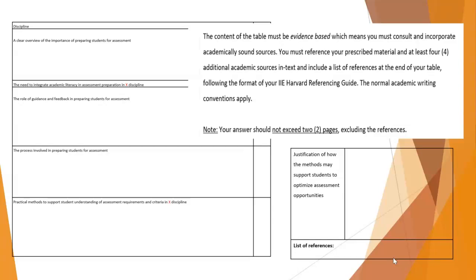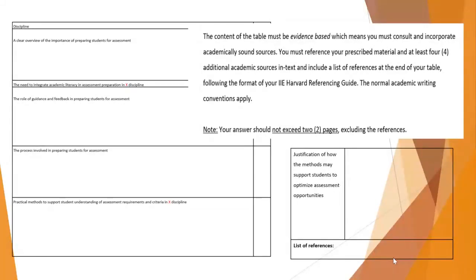Okay. So the table must be evidence-based, which means you must consult and incorporate academically sound sources, no blogs and so on, just a reminder. You must reference your prescribed material, so we need to see Bloxham and Boyd in here, and at least 4 additional academic sources. You must have in-text references in the different sections in your table and a list of references at the end of the table.